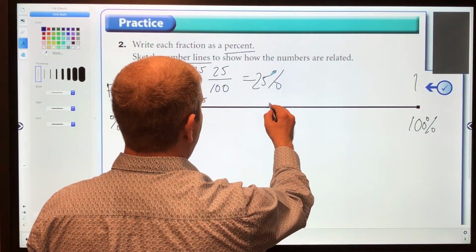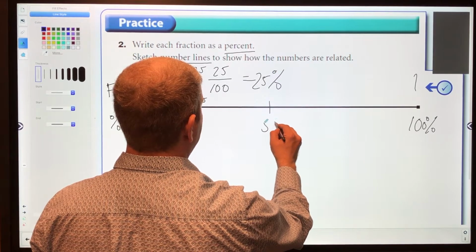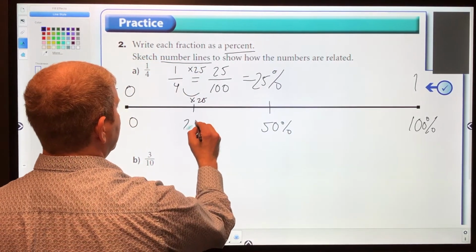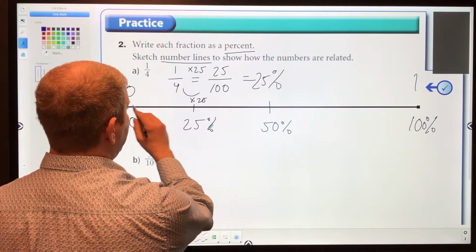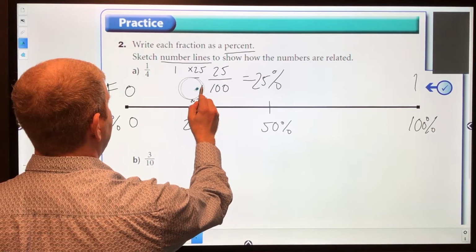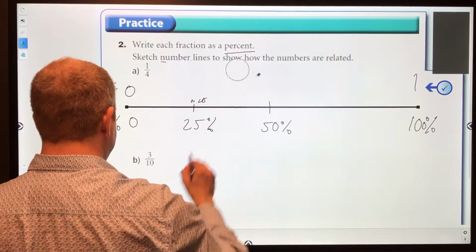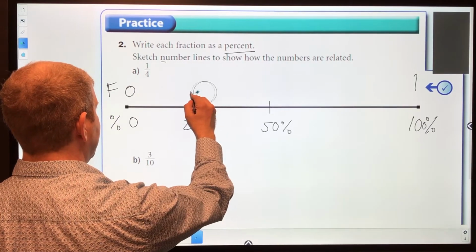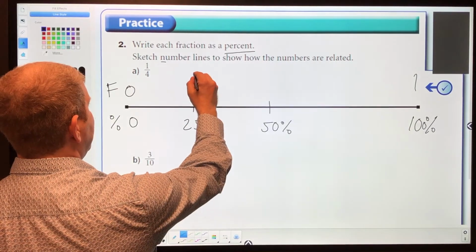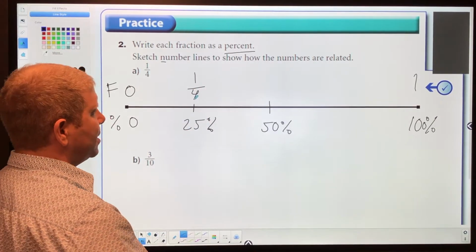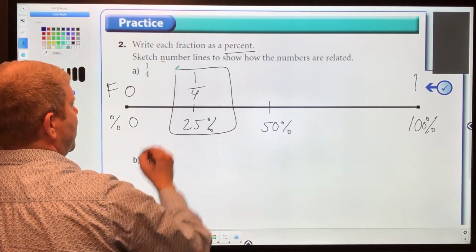Well, we can eyeball it and say that this looks about halfway through, so that's about 50%. So over here is where we're going to have our quarter, or 25%, halfway between 0 and 50. Let's get some eraser action happening here. Erase, erase, erase. Back to our pencil here. Whoops, I missed a little bit. Erase, erase. Back here, so how do they relate? Well, 1/4 is equal to 25%. And that is how we do it on a number line.